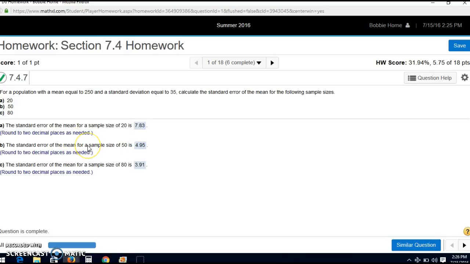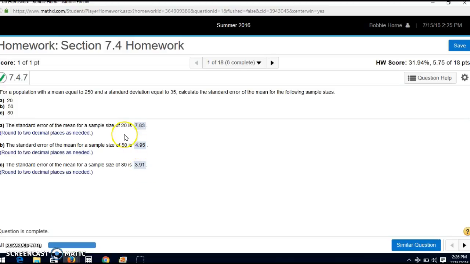For the next one, do the same thing. Your standard deviation is still 35, so that's not going to change. You're going to take 35 divided by the square root of 50, and that is the standard error of the mean. And if you take a sample size of 80, you're going to do 35, your standard deviation, divided by the square root of 80, and the standard error of the mean is 3.91.